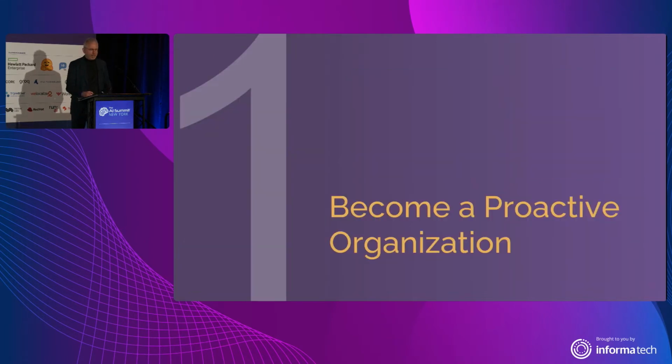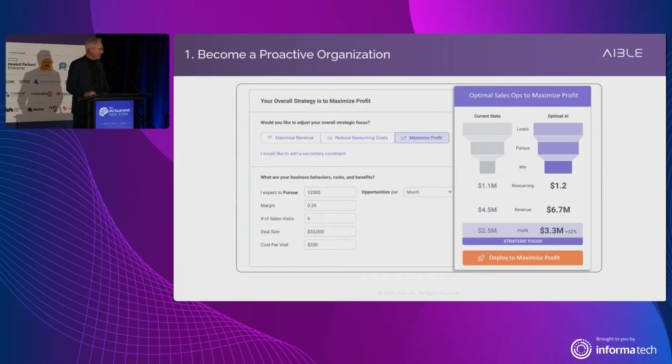So first off is, how do we become a proactive organization? What happens as we're working in different business models and different business environments is that a key thing to understand about the right way to behave as an organization is, what is our cost model?